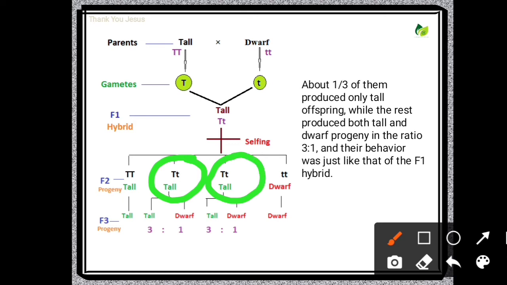They have two alleles. Capital T is present and also small t is present. So because they are hybrids, they give rise to both progeny, tall and dwarf, in the ratio of 3:1. Their behavior is just like that of F1 hybrid plants.